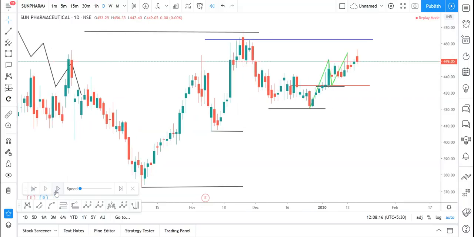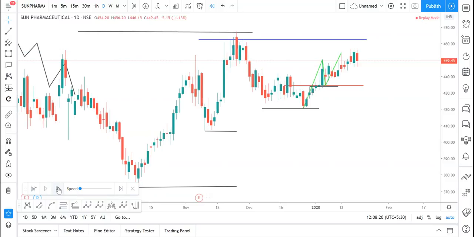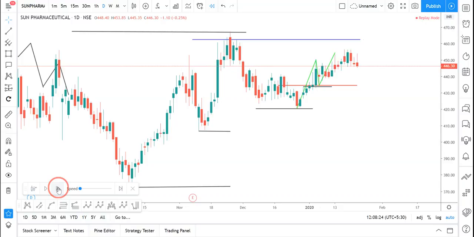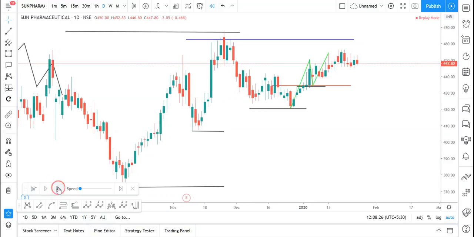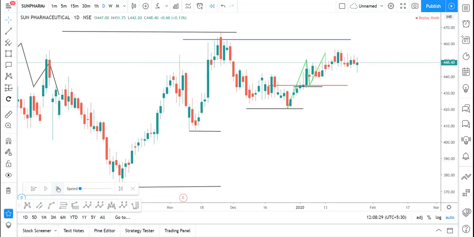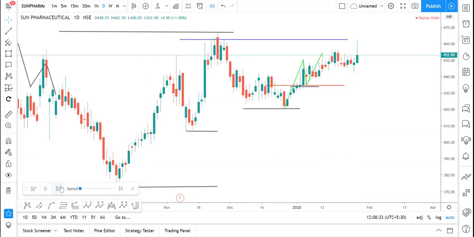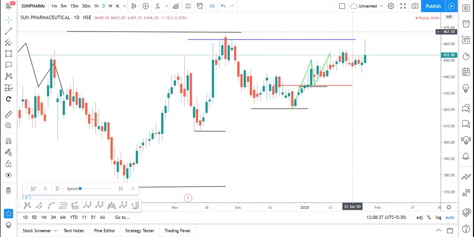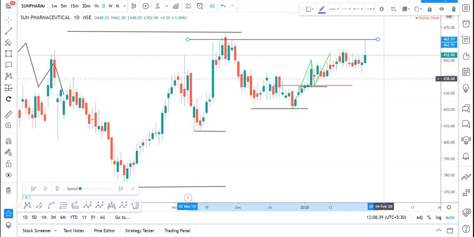Now it is moving up like this, and it is approaching our target. It is consolidating here, so we are not moving our stop loss or doing anything. See, now it is a very big candle. Let's see if our target is getting hit or not. Sorry, yeah, our target is getting hit. See, it just went up and hit our target.